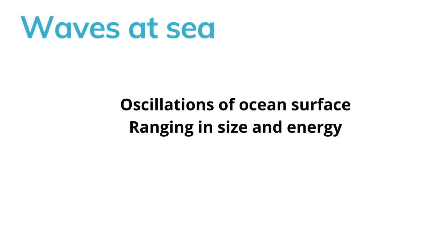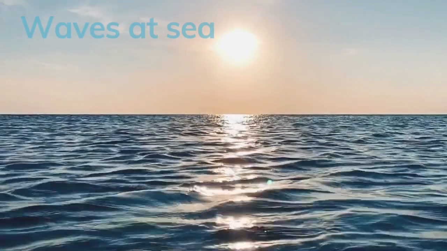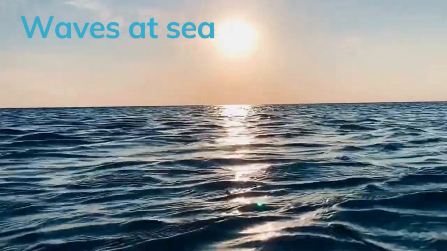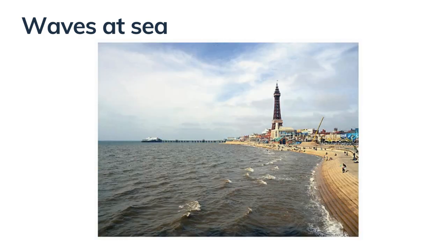Waves at sea are oscillations of the ocean surface. They come in many shapes and sizes, ranging in length from a fraction of a centimeter to half the circumference of Earth, and can be caused by different phenomena.